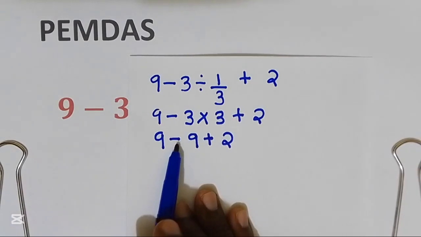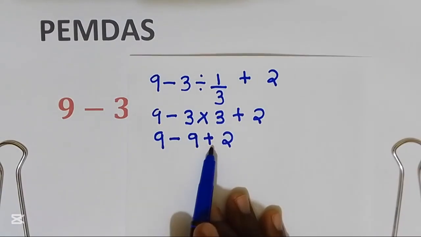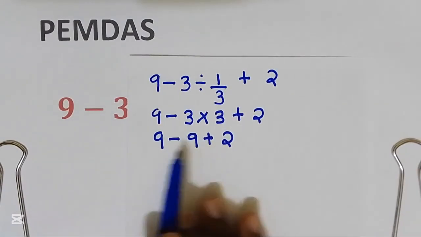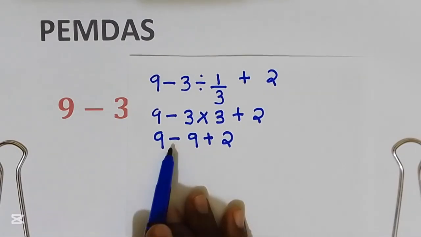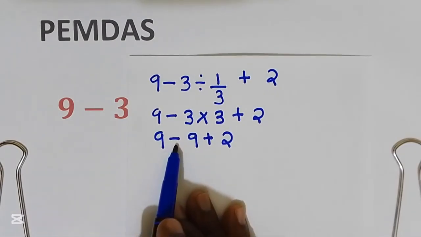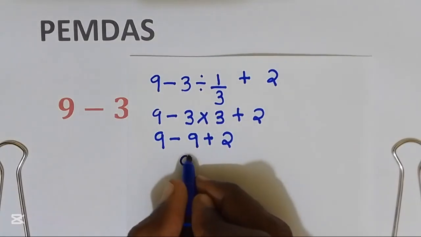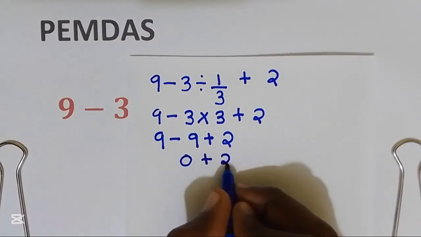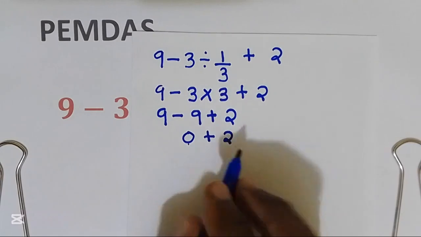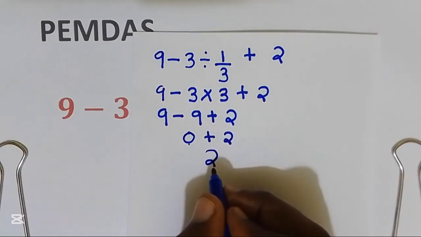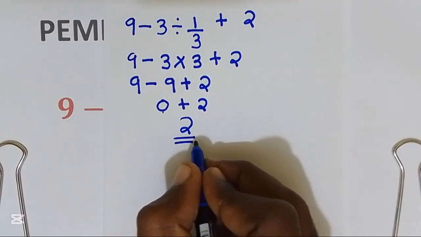Now we have subtraction and addition. They carry the same priority. Since we are moving from left to right, I'll start with subtraction. That is going to be 9 minus 9 is equal to 0 plus 2. 0 plus 2, we got 2. So our answer is equal to 2.